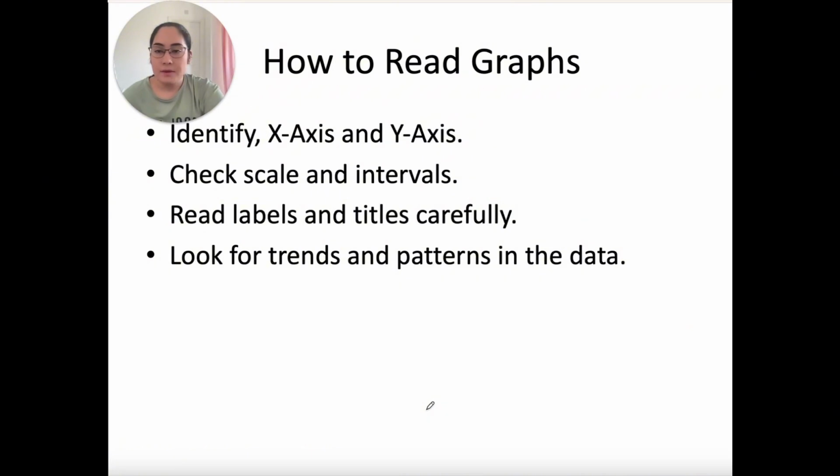Now, how do we read graphs? The most important things to look at are basically the x-axis and the y-axis, identifying what they each represent. So if you have something like this, this is the x-axis, always and always. The horizontal is your x-axis, the vertical is your y-axis. Now, what does the x-axis represent? What does the y-axis represent? The two things we're comparing, or we're looking at, and then looking at the scale and the intervals, and then being able to read the titles carefully and spotting patterns and trends.